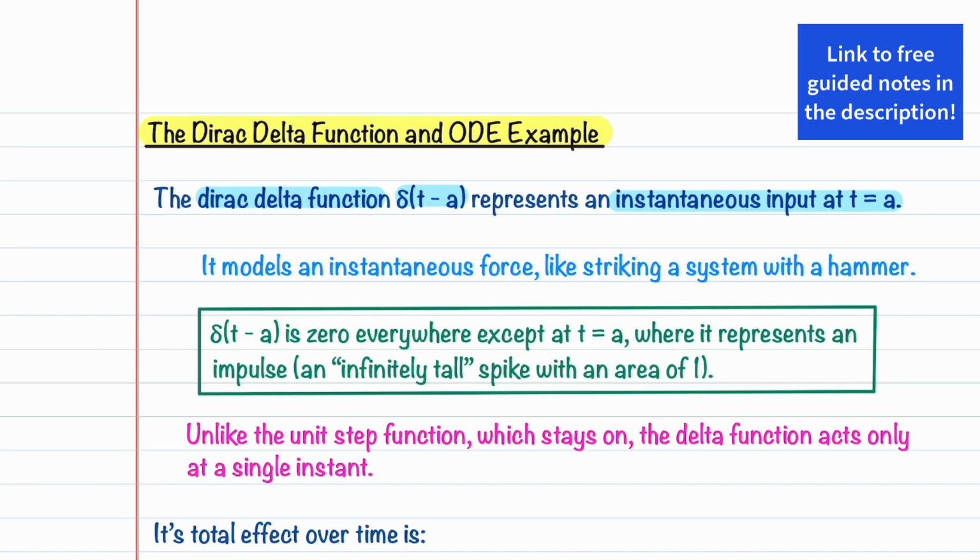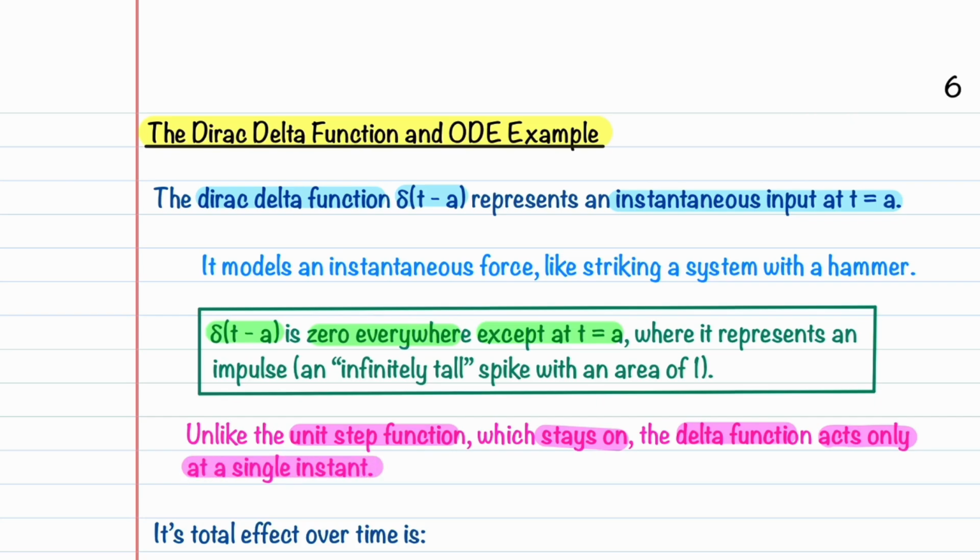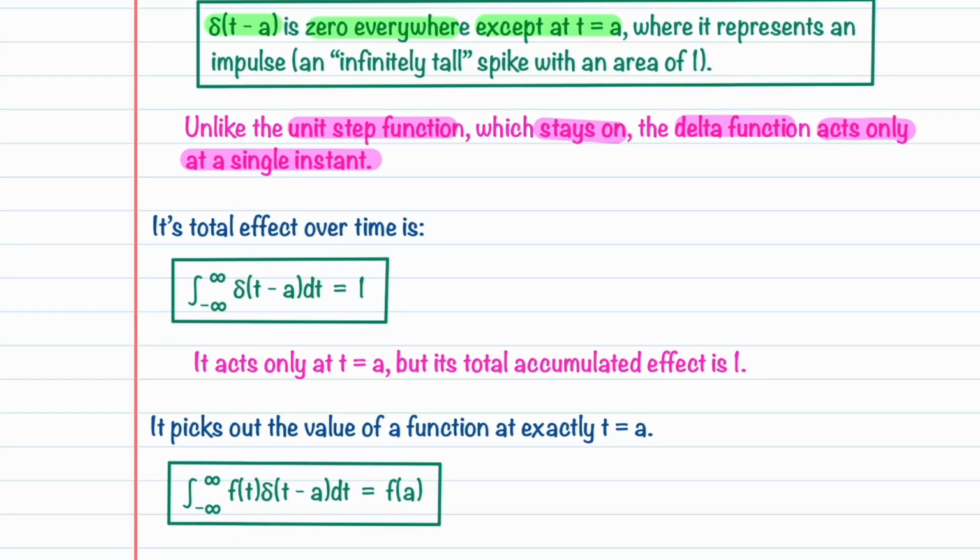Here's the formal definition. Delta of t minus a is 0 everywhere except at t is equal to a, where it represents an infinitely tall spike with an area of exactly 1. Unlike the unit step function, which stays on, the delta function acts only at a single instant, and then it's gone. Here's how we notate that it represents an infinitely tall spike with an area of 1.